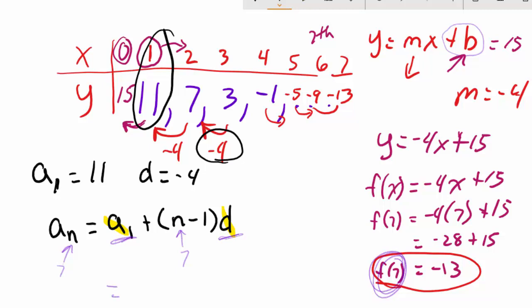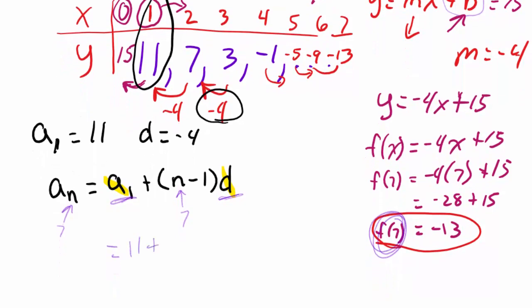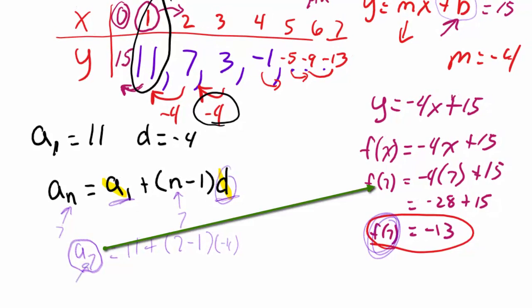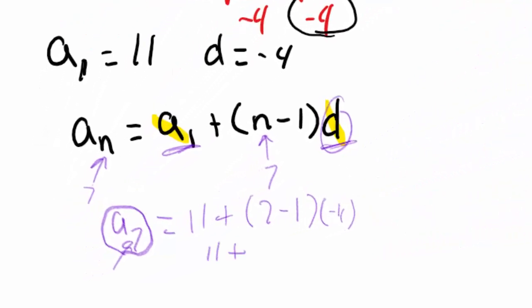So the first term would have been 11 plus, and then in this case 7 minus 1, and then the common difference was negative 4, so I'm going to put negative 4 there. And I'm just finding the 7th term. So when you see it written like this, this says what is the 7th term. That little subscript number is the term number you're looking for. If I calculate this whole right-hand side here, I end up with 11 plus 6 times negative 4, which will be 11 plus a negative 24. When I add those together, you'll get negative 13, which is exactly the same answer we got before.